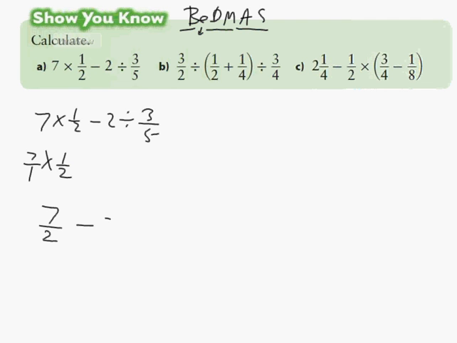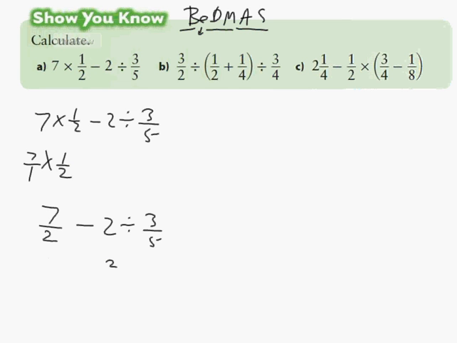I'm just going to bring down the rest of my expression. Once you get good at it, you'll realize you can do your division too and bring down the subtraction, but we won't get there yet. So what we're going to do next is our division. So 2 divided by 3/5.